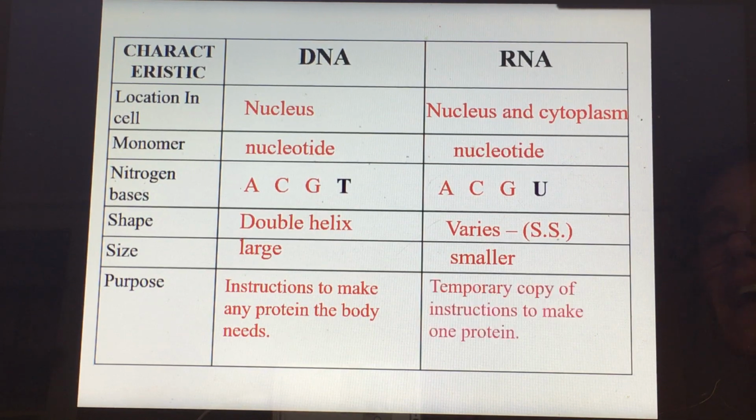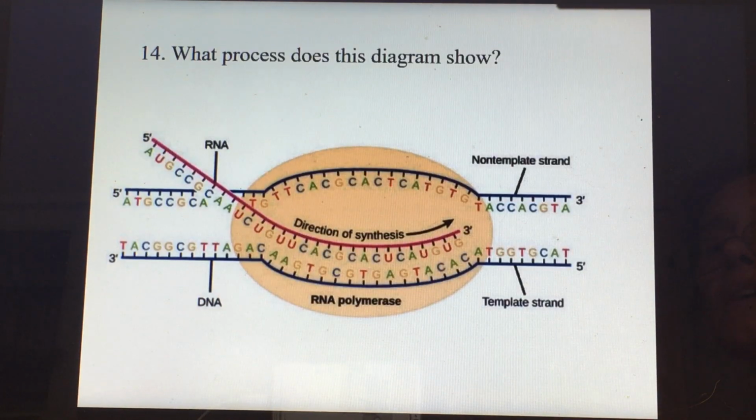Well, RNA, and if we're talking about messenger RNA here, it is a temporary copy of instructions to make one protein, so it's going to be much shorter than an entire chromosome of DNA because it's like a small piece. So what is the process that we're showing in this diagram?